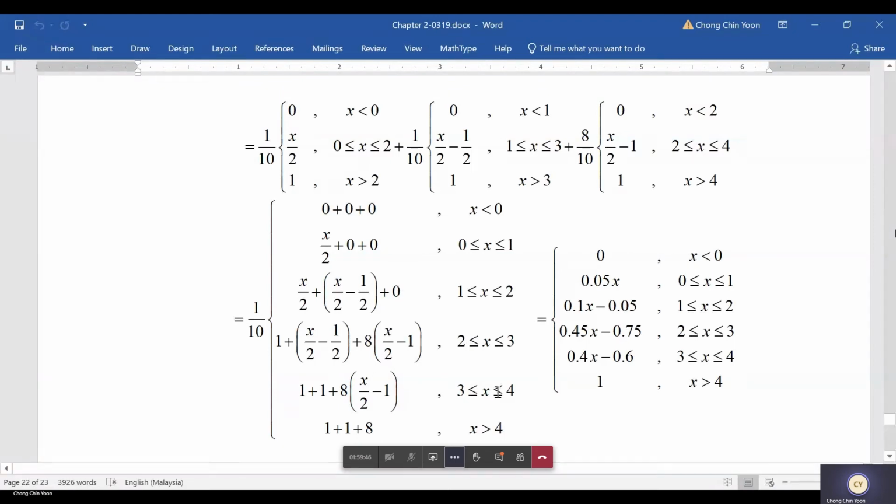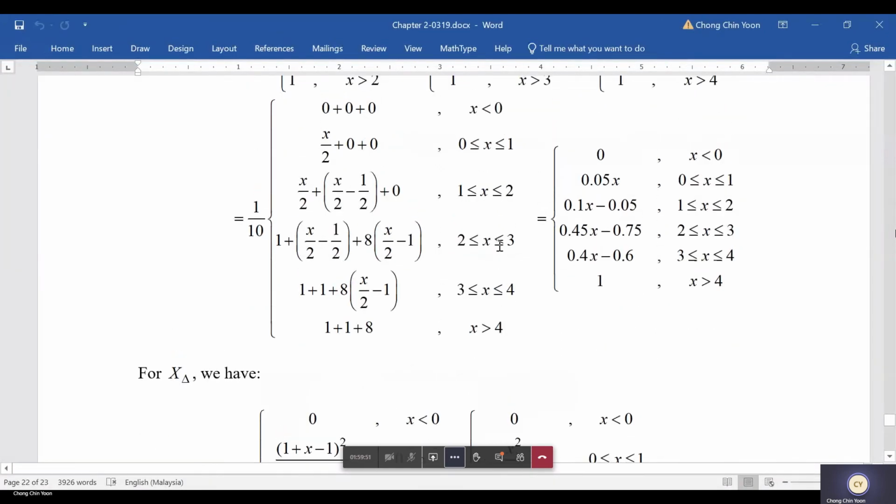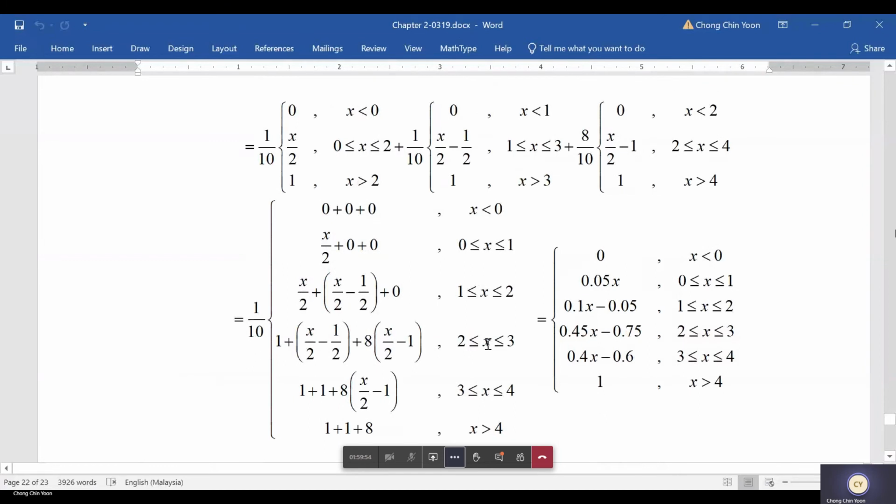Let me try one more time. Let's say I choose 3 to 4. If your x is 3 to 4, that means the first piecewise function will fall on this group, because 3 to 4 is more than 2. Then you have to choose 1. I factorize 1 over 10 here. For the third piecewise function, you have to multiply the 8. I factorize 1 over 10, and the 8 remains inside.